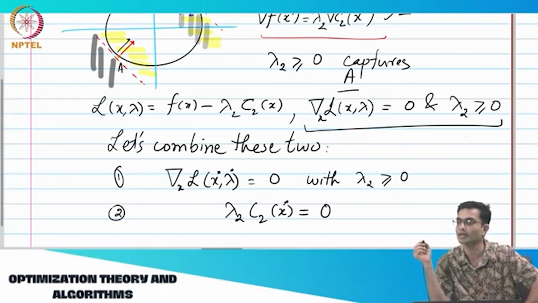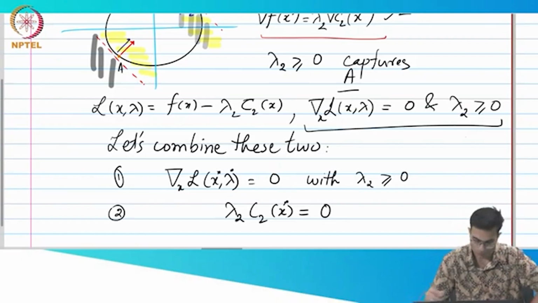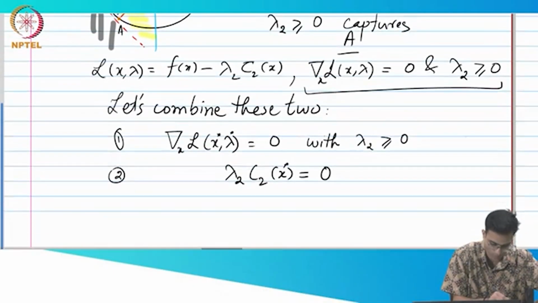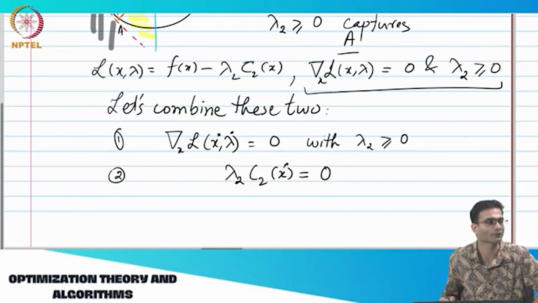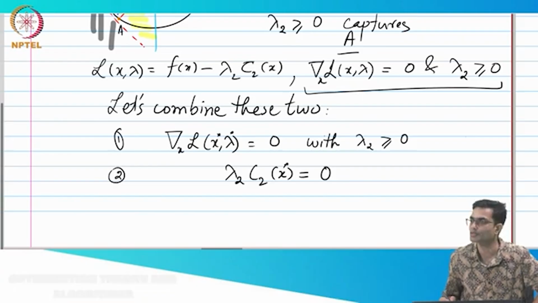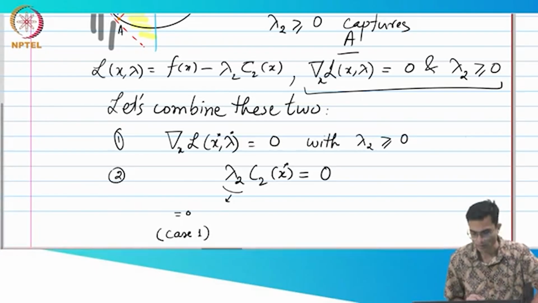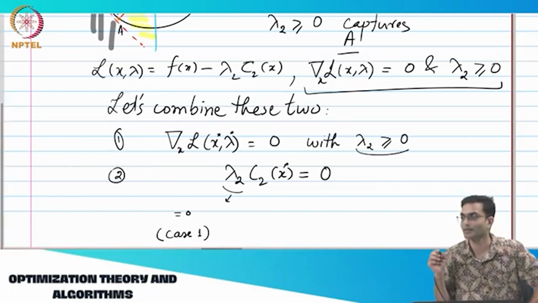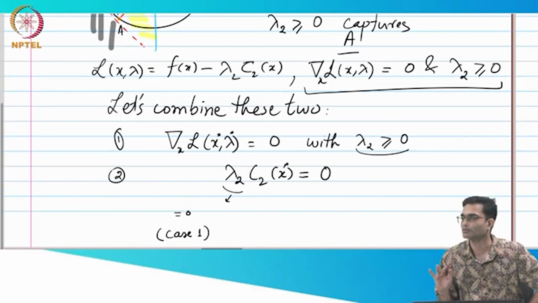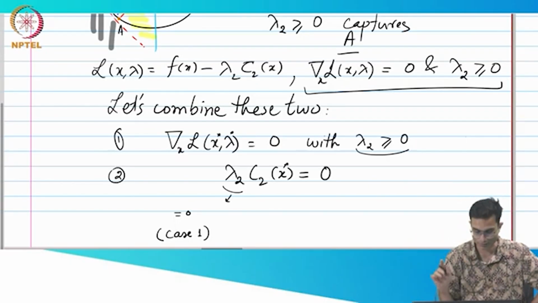That lambda 2 times C2 is equal to 0. Okay. So does this work for us? In case 1, what did I want? Lambda 2 to be 0, right? So this guy equal to 0 captured my case 1, right? Did this constraint cause any problem for us? It doesn't cause a problem because greater than equal to 0, the equal to part is getting set over here.